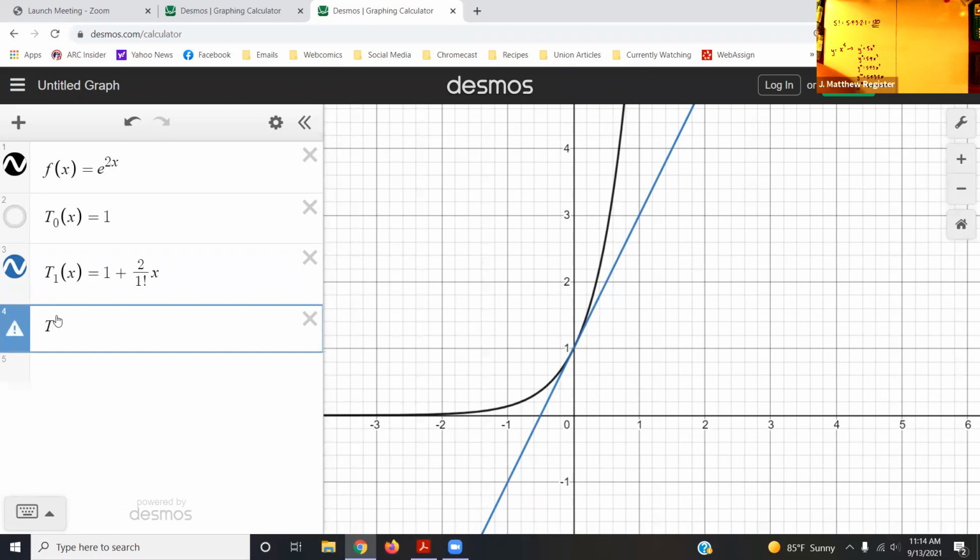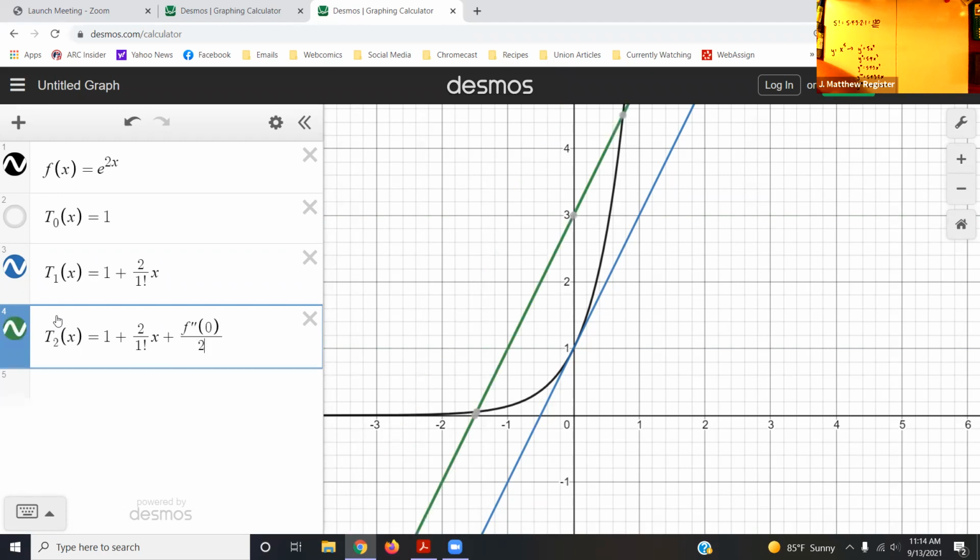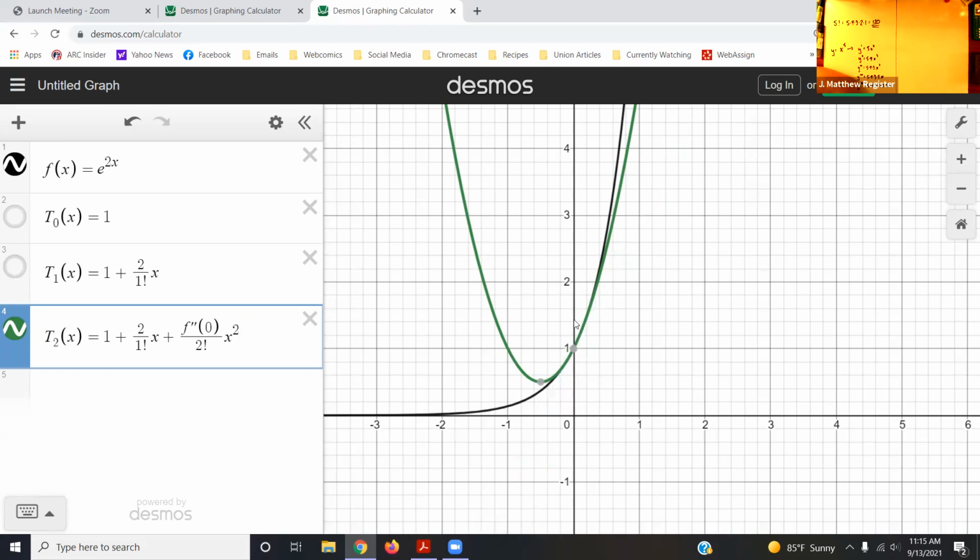So t sub 2 of x is going to be equal to 1 plus 2 over 1 factorial. And honestly, we don't need to write the 1 factorial because we already know that it's 1. So really, we just write 2x. Plus, now this will be f double prime of 0 over 2 factorial x squared. Well, now notice it's getting a little bit more accurate. It's still not great, but it's at least hugging the curve a little bit. Well, let's just let this keep going.